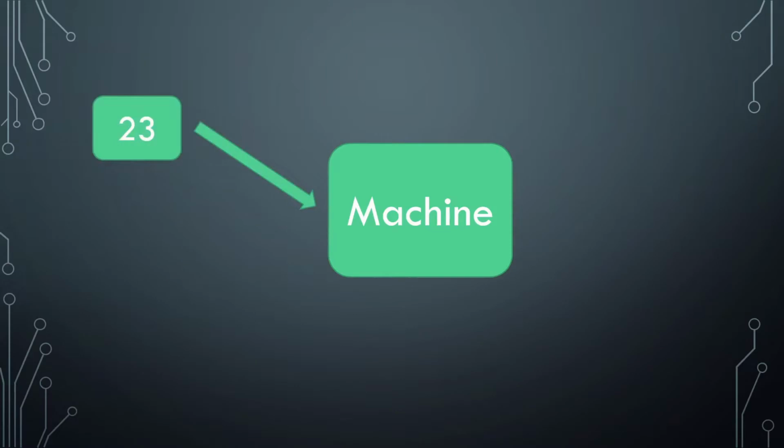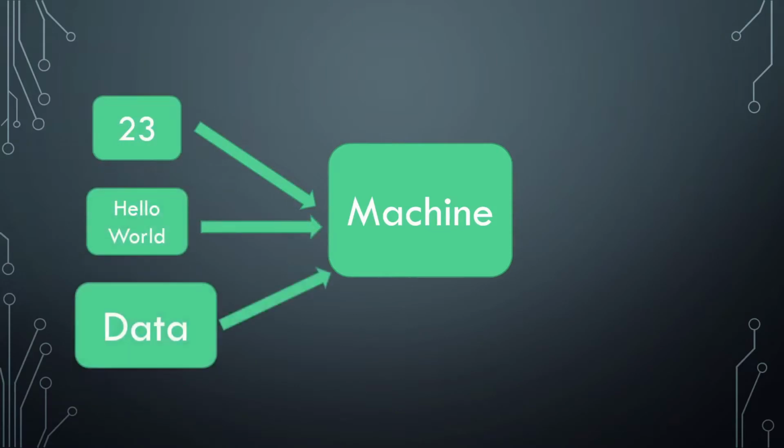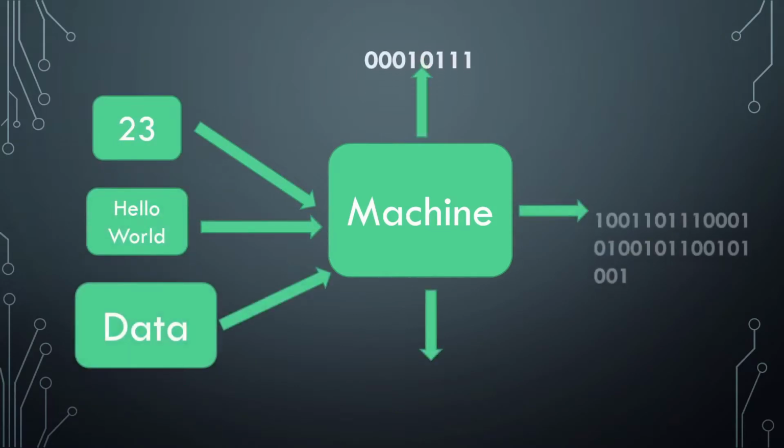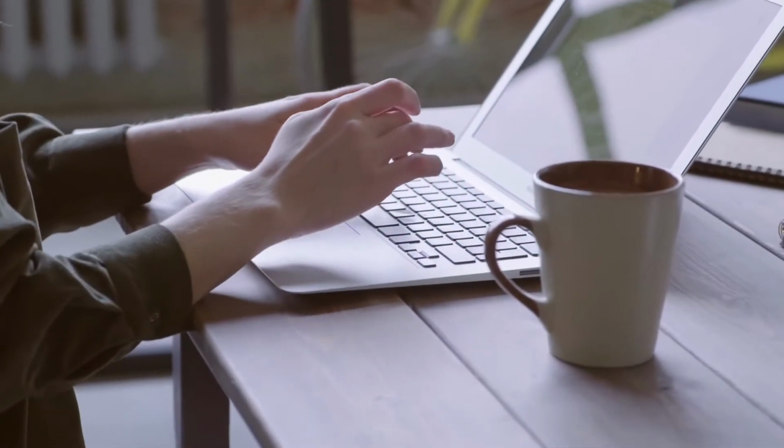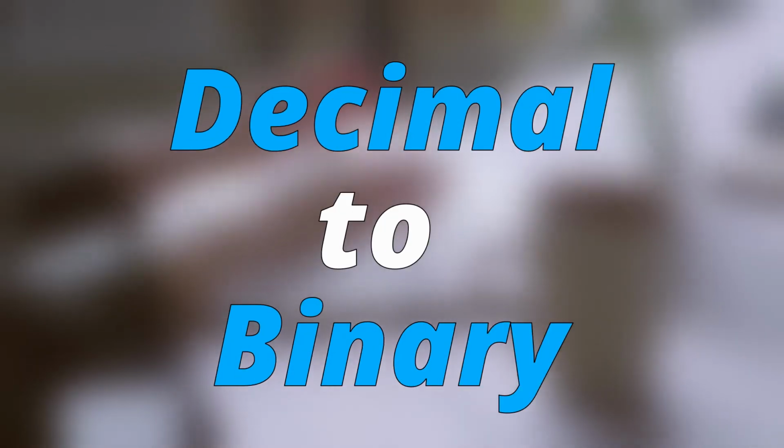The machine only understands binary numbers, like 0 and 1. So if you input a number like 23, a string like hello world, or a large data, your input will be converted to a series of binary numbers so the computer will understand. In this video, let's discover how to convert a decimal number to binary.